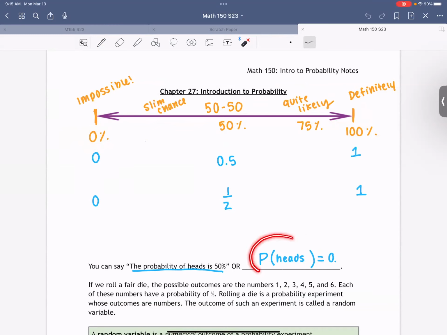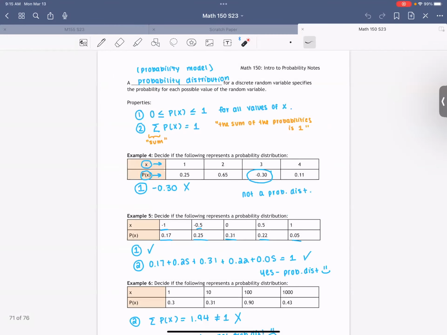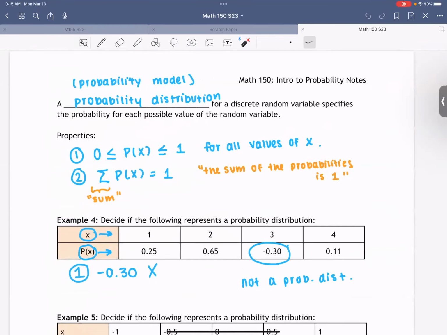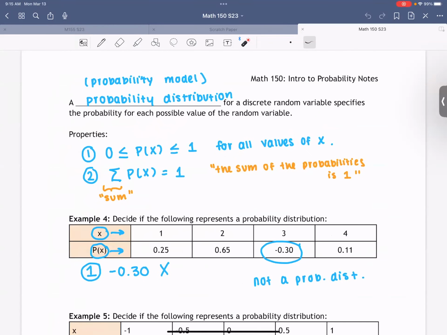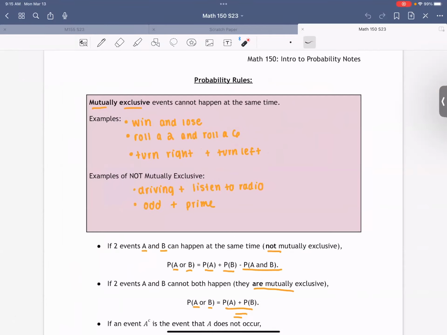We also had some notation that we introduced. P in parentheses of something means the probability of, and so on. We talked about the sample space, which was not too important, but then I introduced this thing called a probability distribution. Whenever you hear the term distribution, all that's saying is a chart or a graph. So a probability distribution is a chart that lists all the things that can happen and then the probabilities underneath each of them, okay? Now, we did a little bit of work creating probability distributions and determining if something was one, and now we're gonna put it all together using these probability rules, okay?